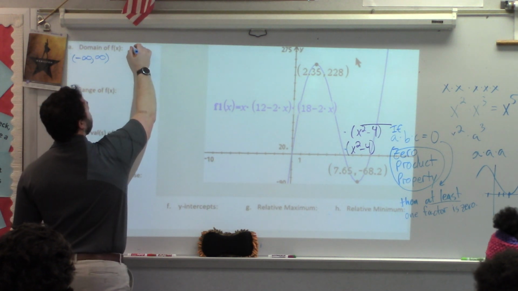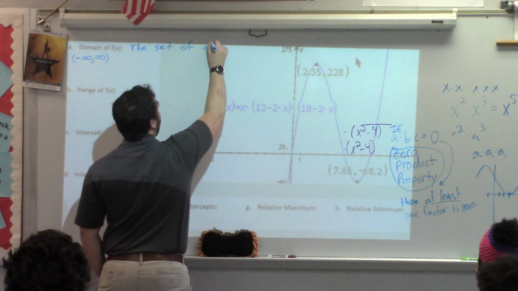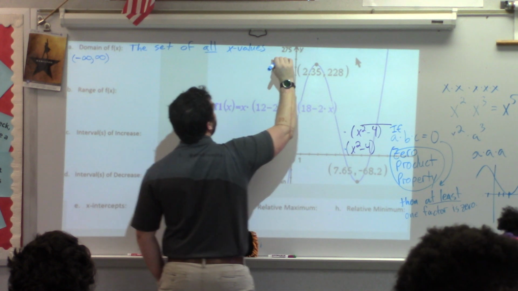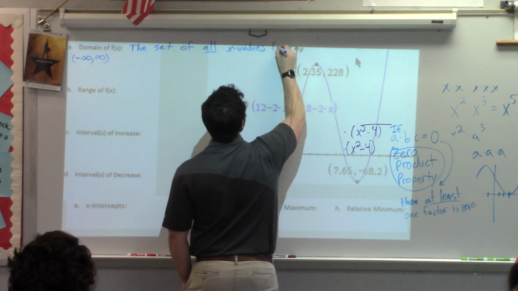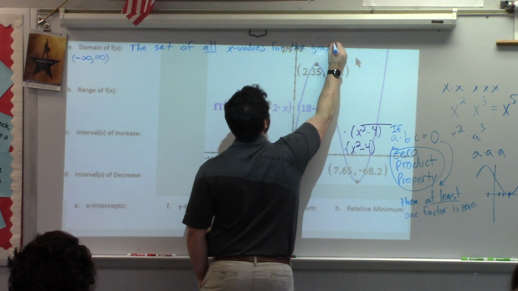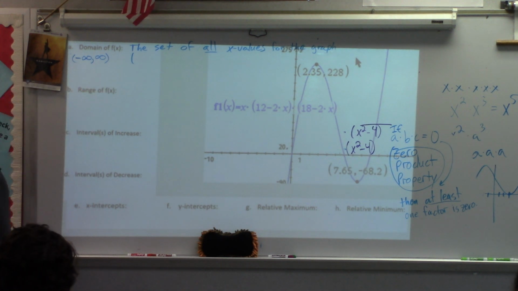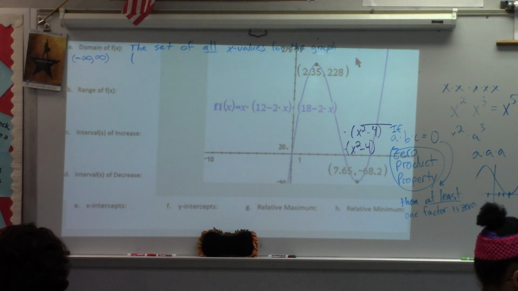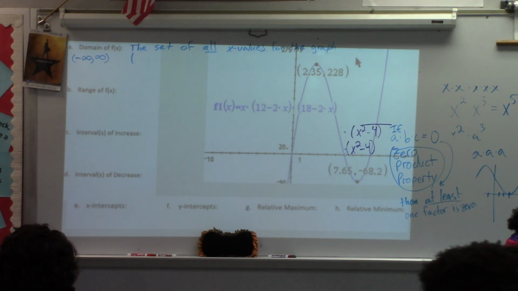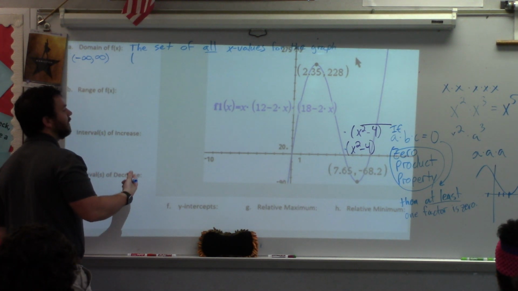The domain is the set of all x values for the graph. But I'm going to add on to that because our function's only seen in graphs. No. X values in the domain are also called, and it starts with an I, intervals. Not intervals.